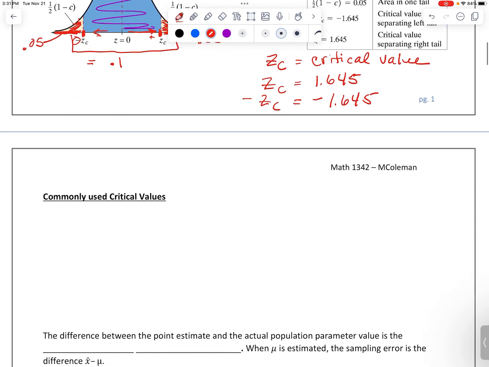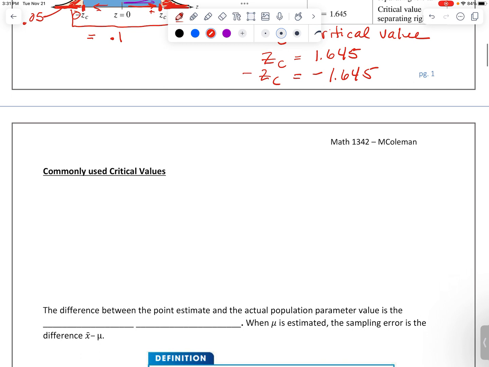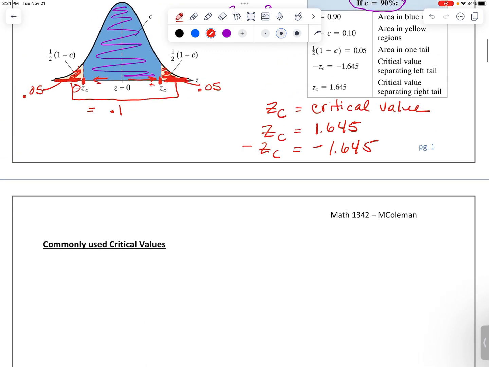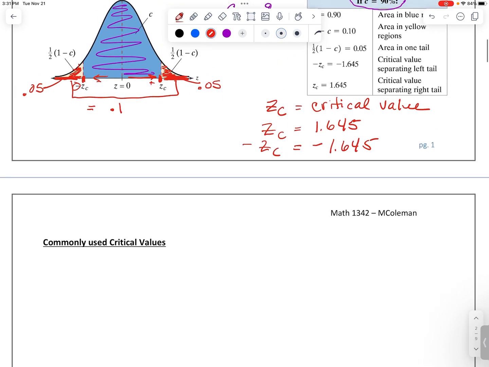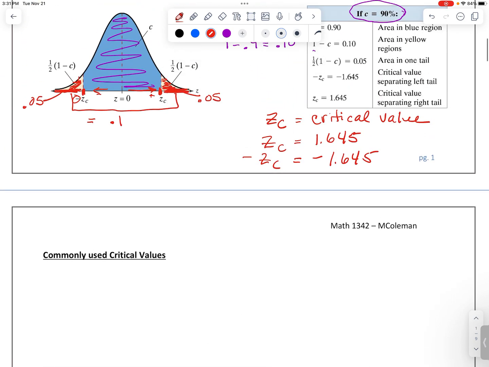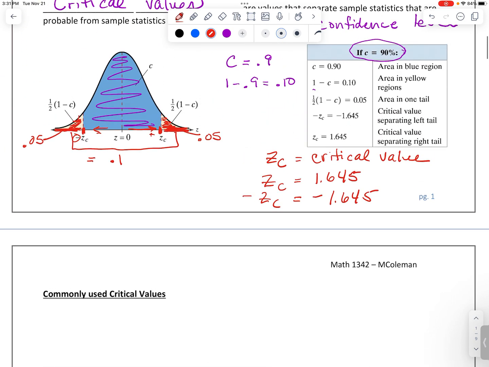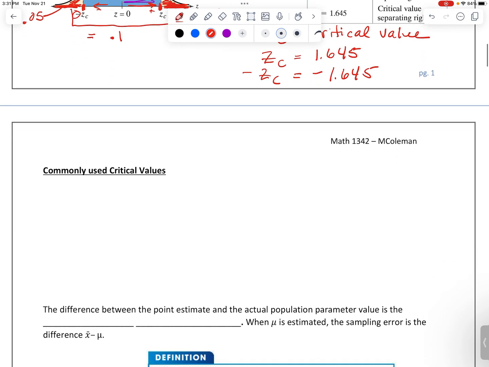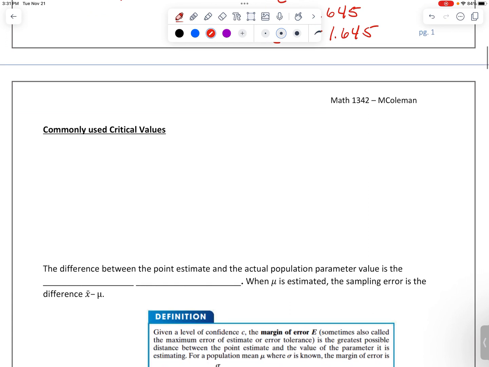Luckily for us, we only use about 3 common values. We use the 90%, which is the one we just discussed. We use 95%, and we use 99%. So if you can memorize these values, you won't have to look them up on your table. If you don't have them memorized, then you're going to have to go to where this area is equal to 90% and then find out what your z-score is at that point. And again, that was last lesson, so we've done that before.